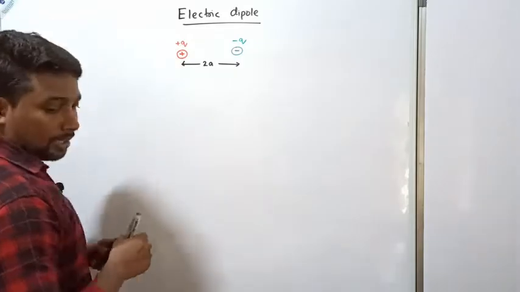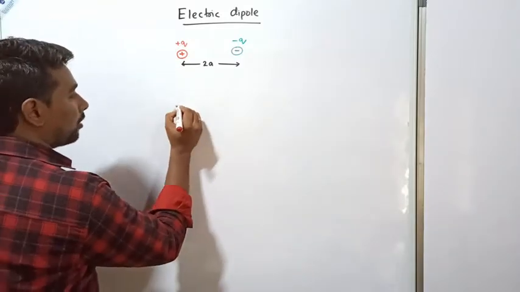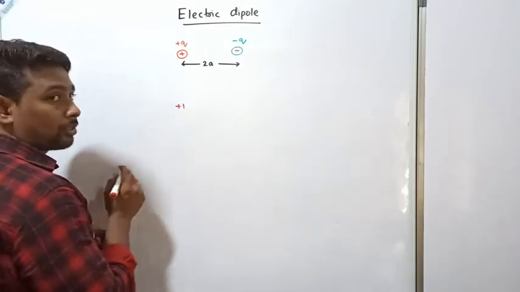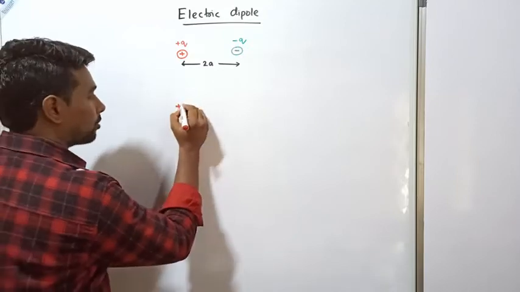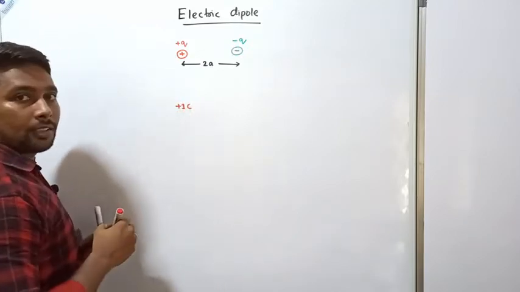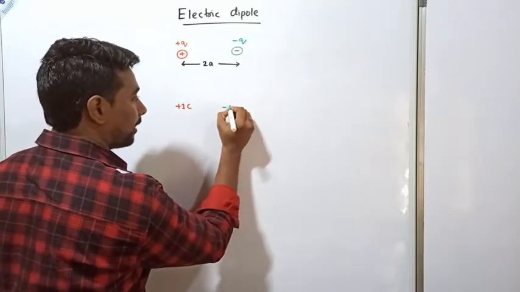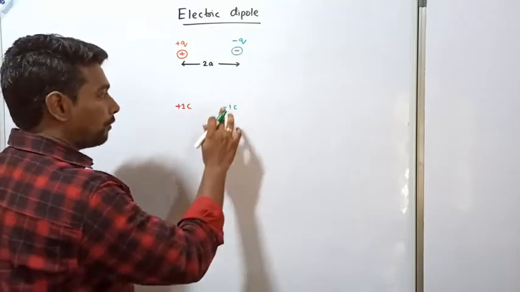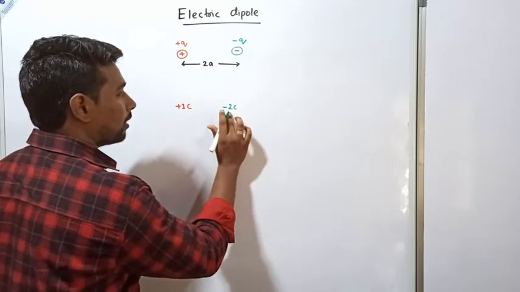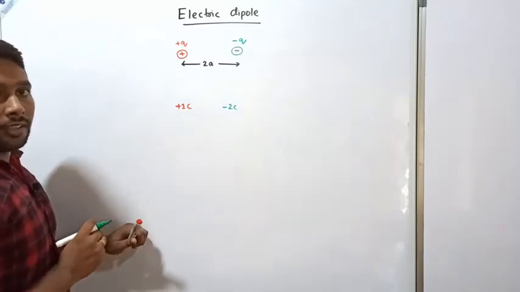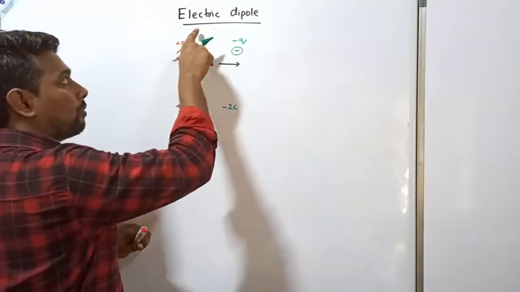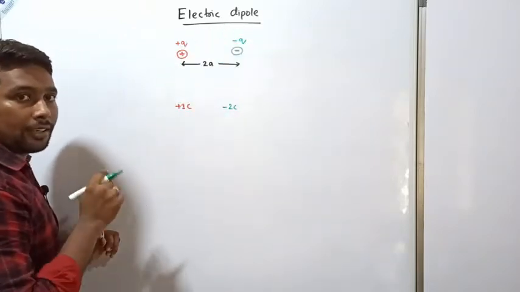Okay, let's consider another example. There is a 1 coulomb charge. Coulomb is the unit of charge. If we need a dipole, what must we need? Minus 1 coulomb must be there. If you are having minus 2 coulomb, is it a dipole? No.